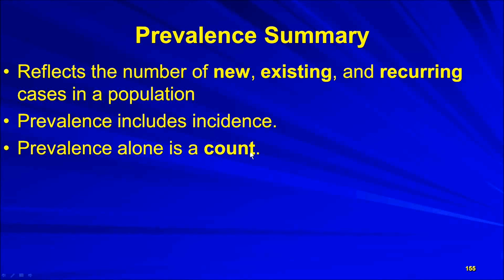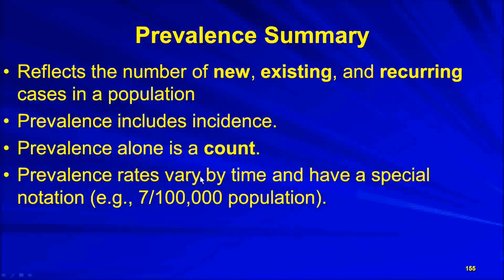Prevalence alone is a count. Okay, you learned that. Prevalence rates vary by time and have a special notation. So we will learn more about this. This is 7 cases per 100,000 people or population, and that's how you say it. Okay, 7 cases per 100,000 people.